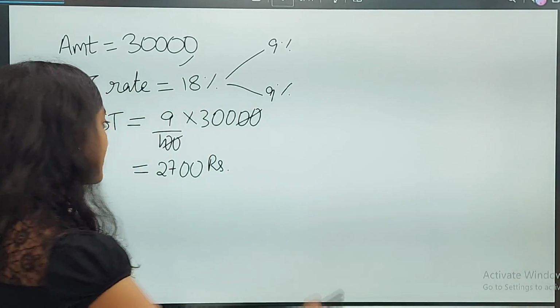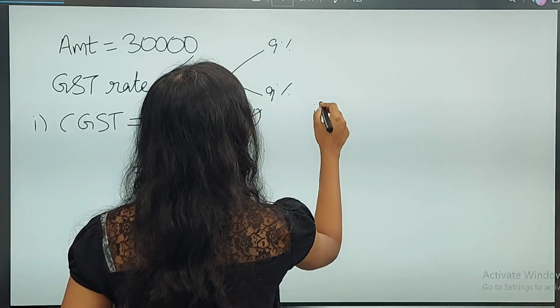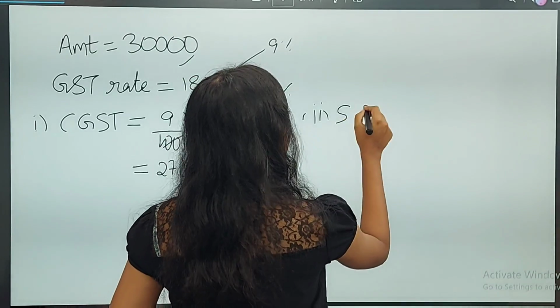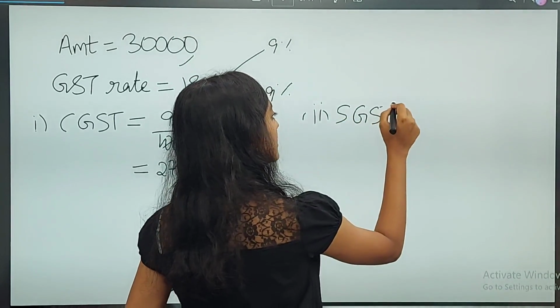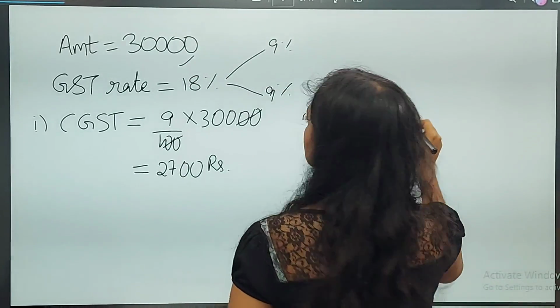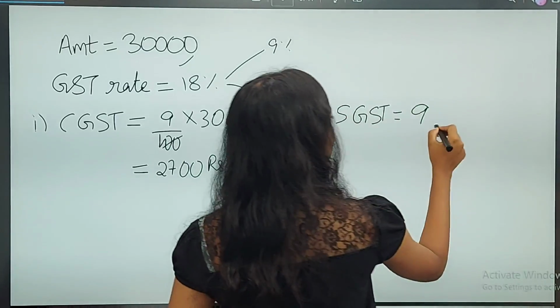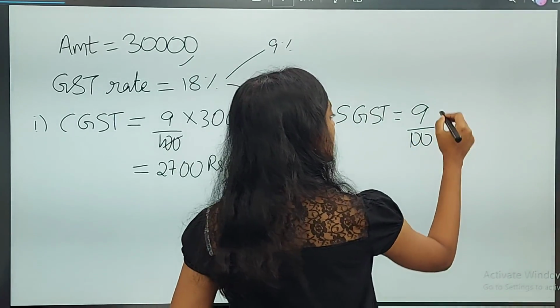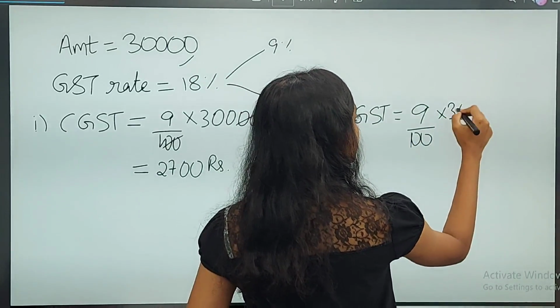Now how much will be the SGST? SGST will be nothing but 9 divided by 100 into 30,000, right?